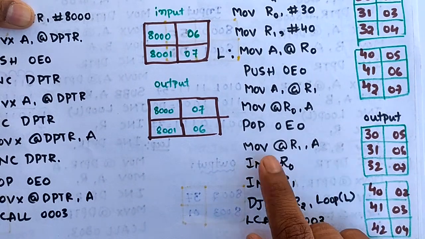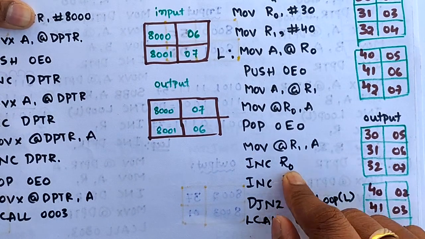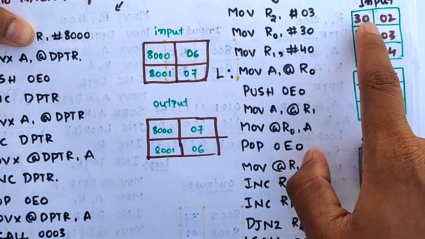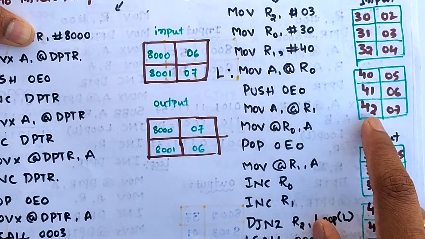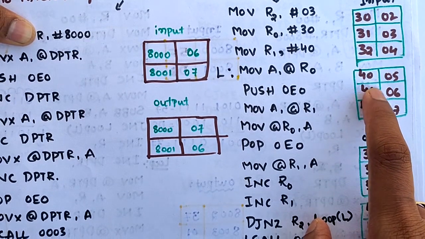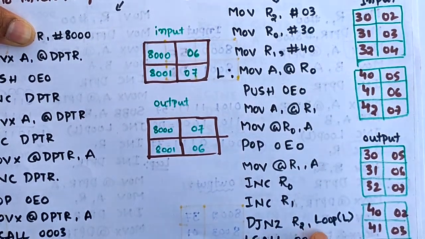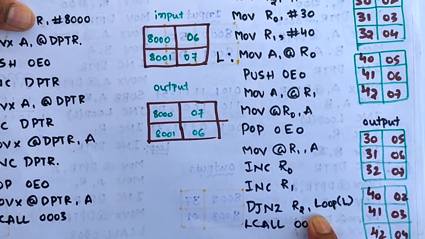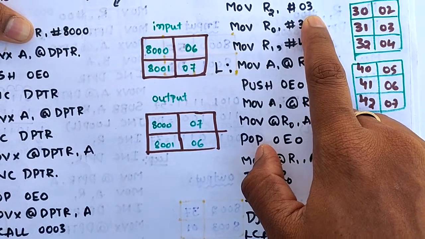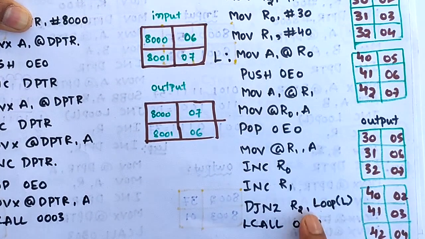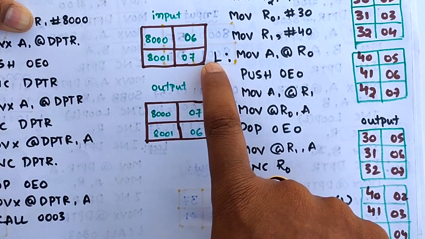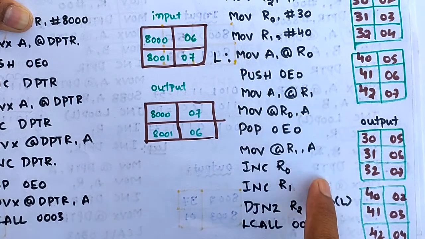So after that increment R0, that means incrementing R0 will make the pointer register come to 31. At the same time, incrementing R1 makes the pointer register come to the next location, and this process will continue up to how many values are there. Here 3 values are there. I have selected the counter 03, therefore 3 times this loop will execute, that means the loop location will go to this position, therefore the loop will execute up to 3 times.